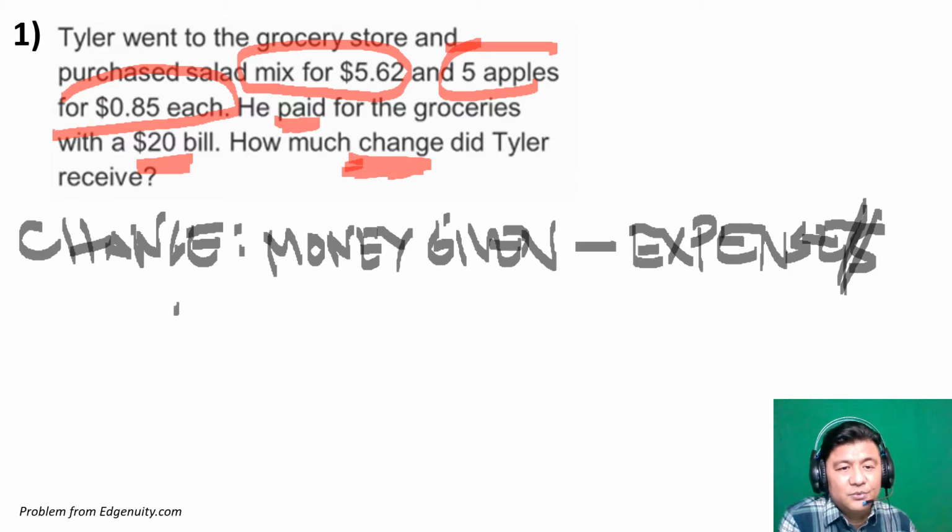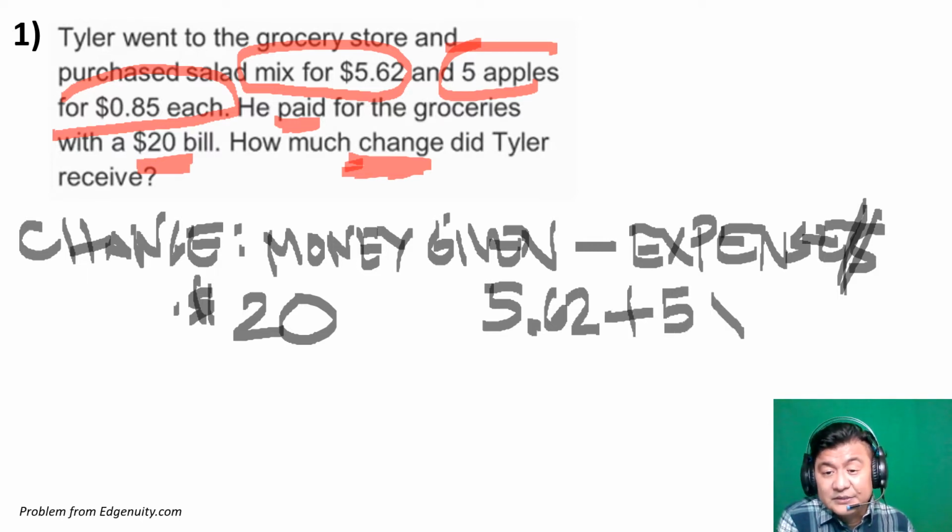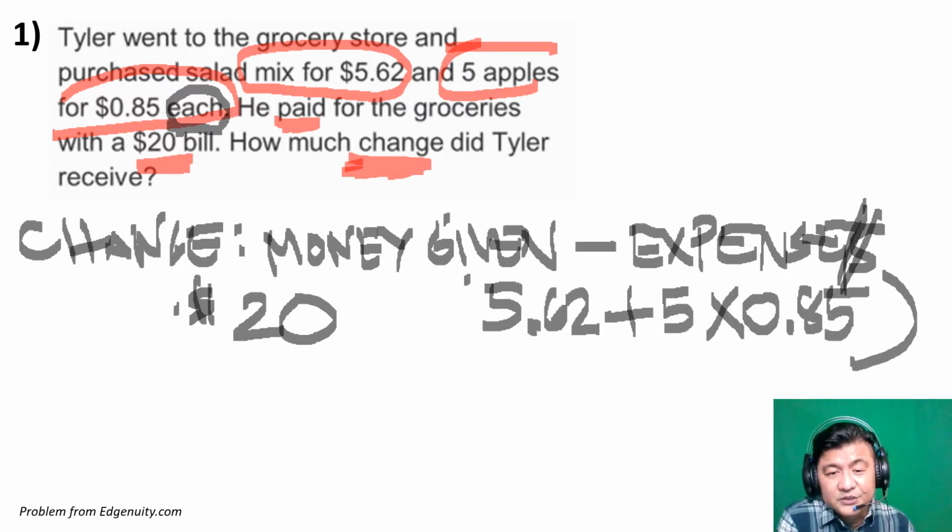money given, which was what? $20. And what was spent? $5.62. What else was spent? 5 apples times, remember that word each will give you a clue. You have to multiply it. 5 times 0.85. Okay, I put that in parentheses because I want to know how much I spent first, right?